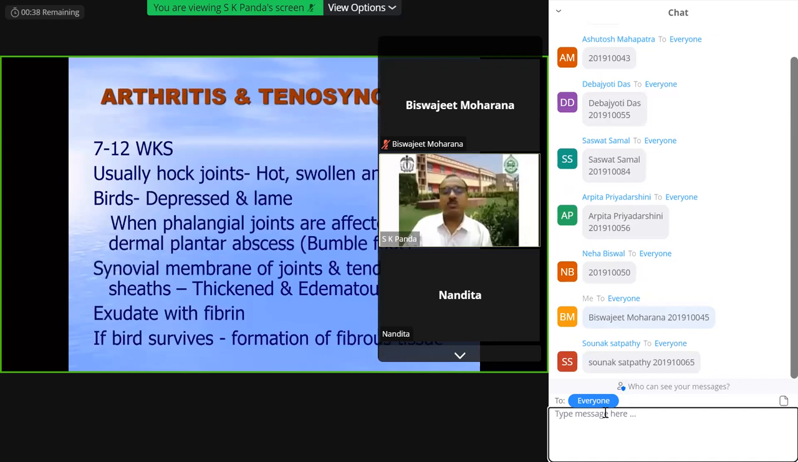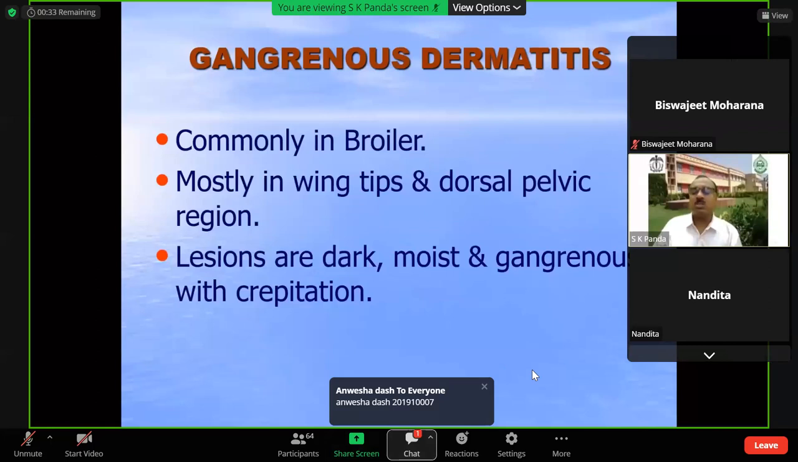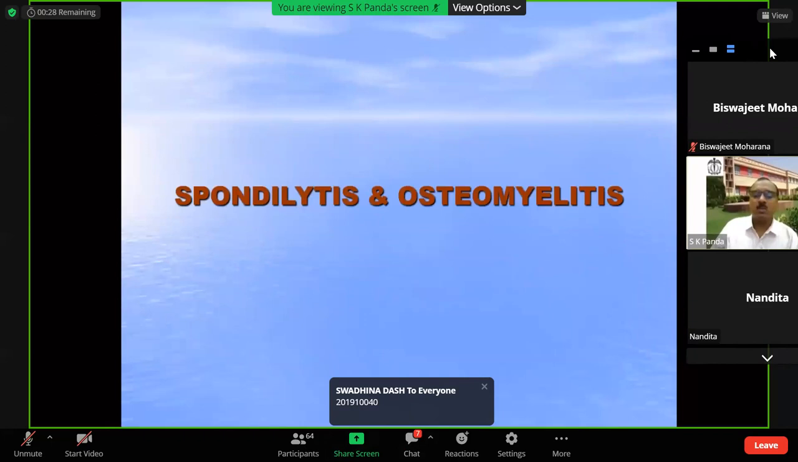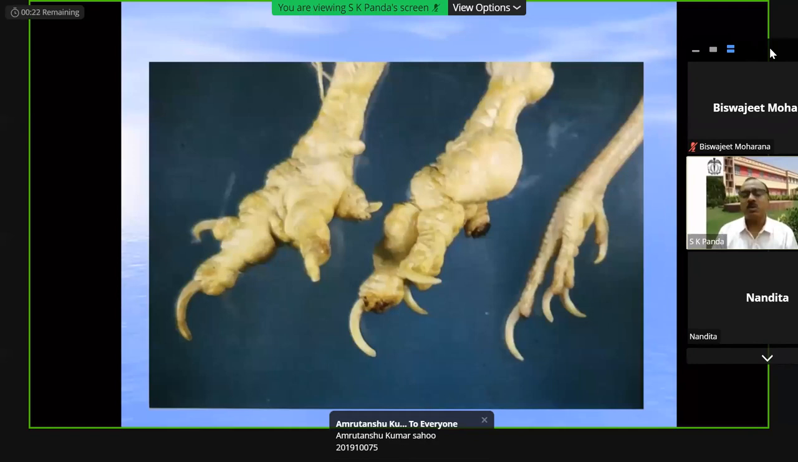So arthritis, you know, here also you will find arthritis, same type, but you will find mostly pus. Staphylococcus is a suppurative bacteria, so you will find abscess with pus. So there will be bumblefoot. This is called bumblefoot because of staphylococcus. If you cut this, you will find only pus.